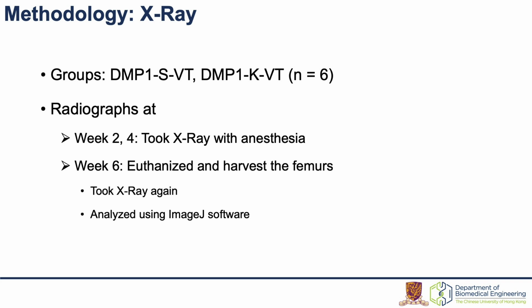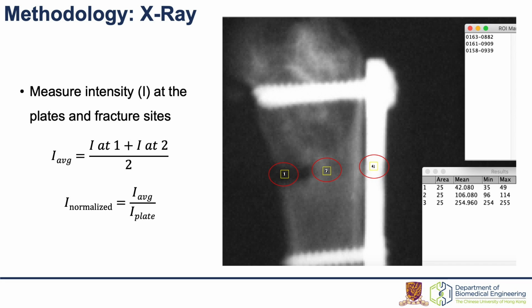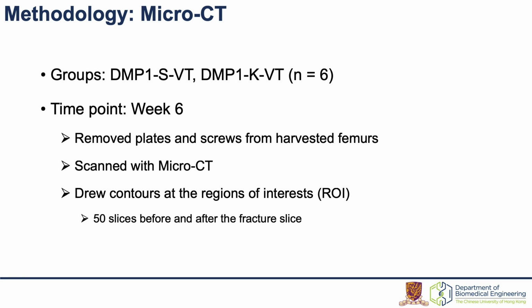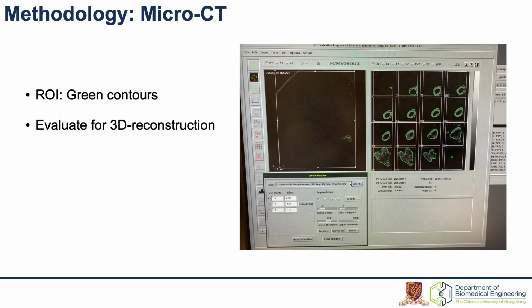X-ray scans were performed at weeks 2, 4, and 6 after fractures were induced to monitor the fracture and healing conditions. Using imaging software, intensities at the plate and fracture sites were measured to obtain normalized intensity. After X-ray, plates and screws were removed to prevent artifacts during micro-CT scan. Contours were used to select the fracture regions for further 3D reconstruction and analysis.